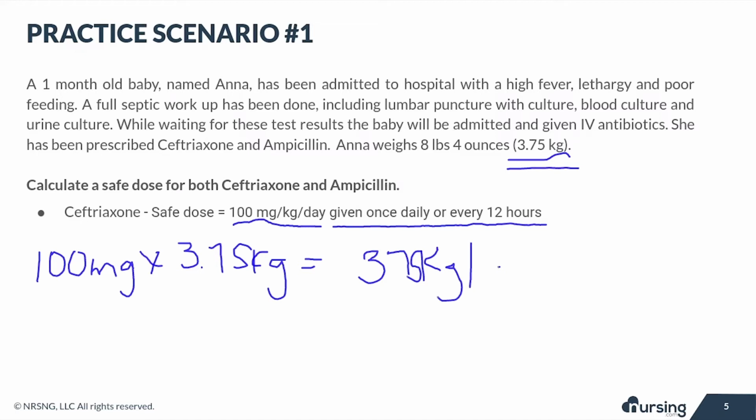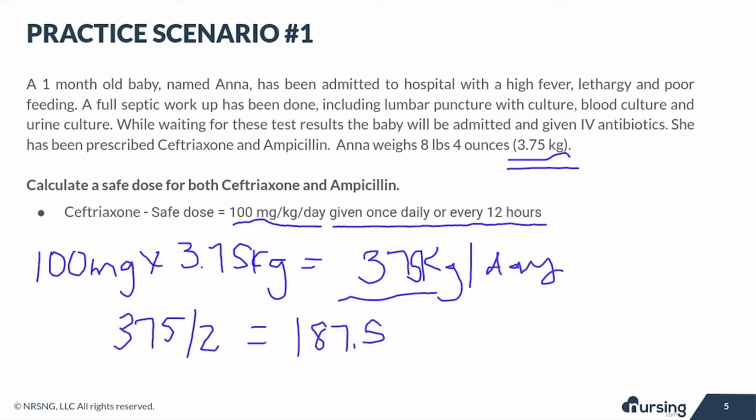milligrams per day. So if she's prescribed once daily dosing, then we're going to give that 375 milligrams once a day. If she's prescribed BID dosing, then we're just going to take that 375 divided by 2, and we would calculate 187.5 milligrams, which we're going to round up to 188 milligrams for our BID dosing.